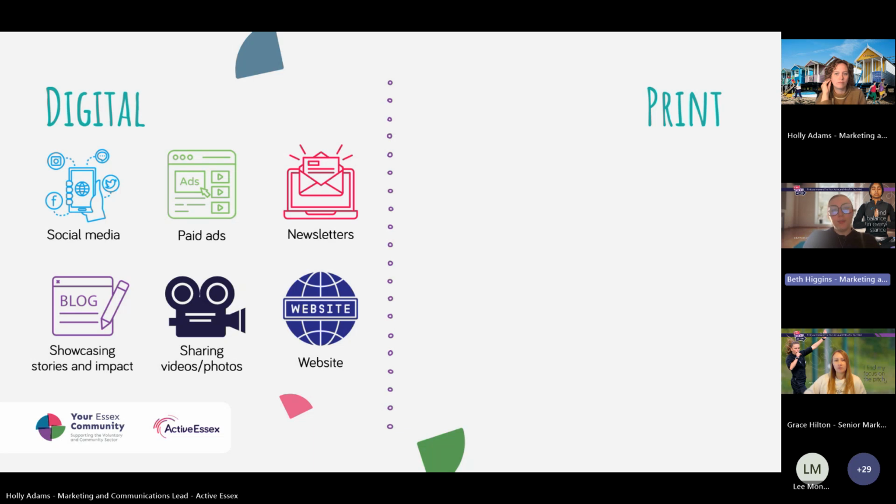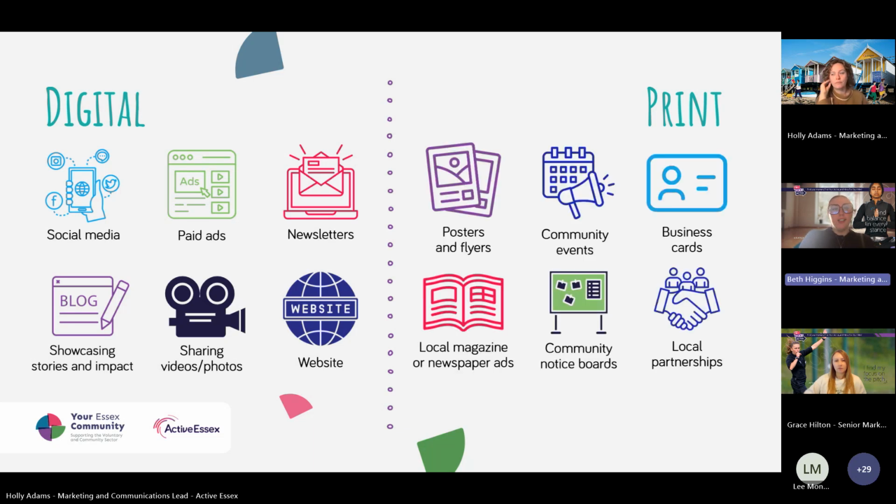And then if we look at print marketing, this can include things like posters, flyers, brochures, direct mail, magazine ads, local magazine ads, newspaper ads as well. Looking at community events and what is being offered in the community and how you can go and support that and be a part of it. Community notice boards, local partnerships, business cards. These are all tangible and often more memorable and authentic types of marketing. When you have something physical in your hand, or something to look at, it can be a little bit more memorable than digital online, which can be a bit more fast paced and on the go.